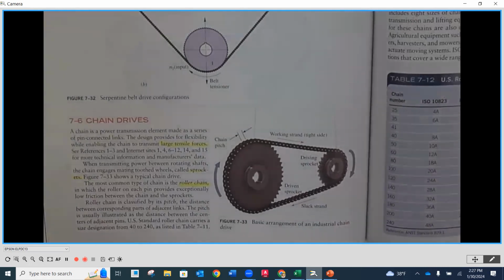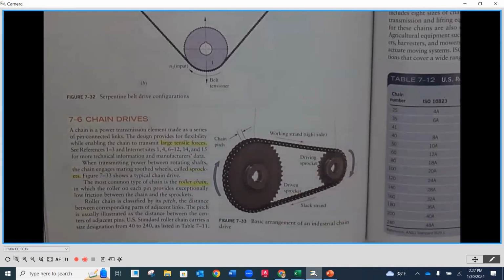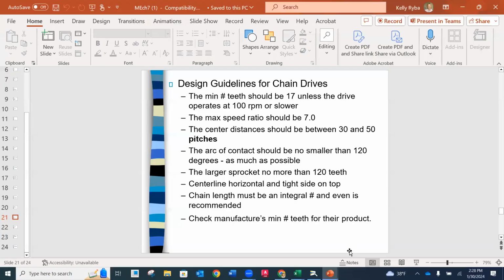You maybe have seen chains as they wear, they stretch out just like belts do, and what happens is that starts to sag underneath. So you sometimes see a little bit of a sag on that slack side, but this is going to be the tight side, and we want that tight side to be on top optimally. These are design guidelines.